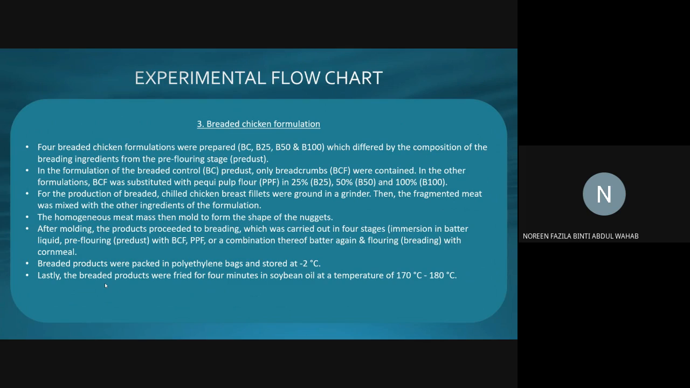In the formulation of the breaded control products, for the production of breaded, chilled chicken breast fillet were ground in a grinder. Then the fragmented meat was mixed with the other ingredients of the formulation. The homogeneous meat mass was then molded to form the shape of the nuggets. After molding, the products proceeded to breading, which was carried out in 4 stages. First one, immersed in batter liquid. Then second, pre-flour with BC flour or PPF, pequi flour, or combination thereof, batter again, and then flouring with cornmeal.